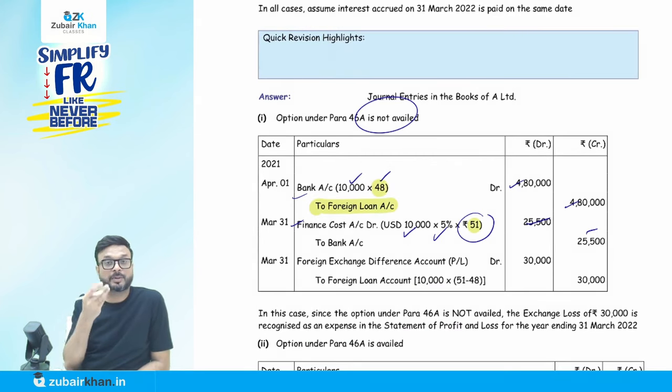But what about the loan? The loan which I was liable to pay at the rate 48, not 51. So the exchange loss is 3. So 10,000 multiplied by 3. So P&L account will be debited and loan account will be credited by 30,000. So it will go to P&L account.